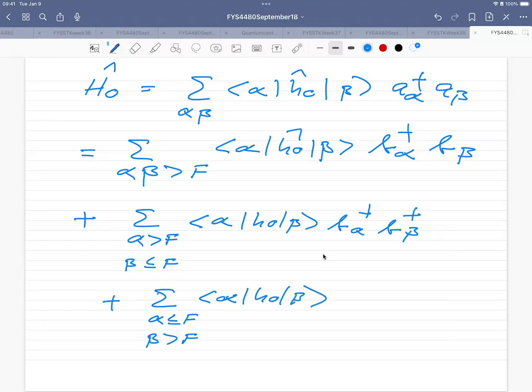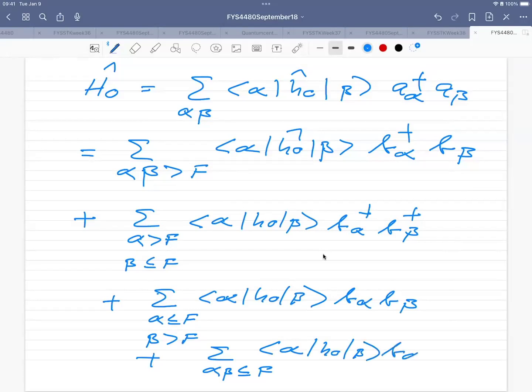But now the operator looks as follows. So I have a B alpha and B beta. And then I have a final term, which is given by alpha beta less than f, alpha H0 of beta, and then I have a B alpha and B beta.